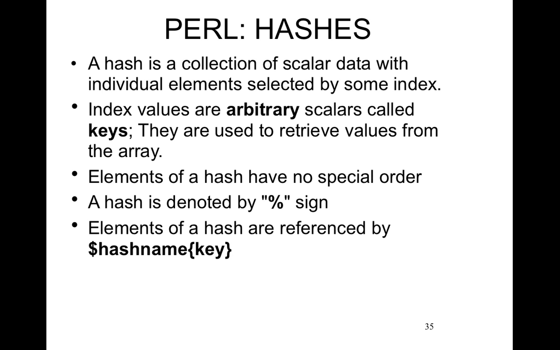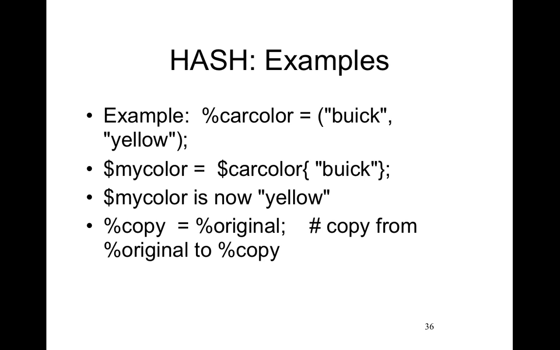So instead of saying solid brackets 0, 1, 2, 3, whatever, we can say Bob, Mary, Joe, and it'll come back with the ages that are associated with Bob, Mary, and Joe, depending upon which one we selected. So here's some examples. Car color is equal to Buick, comma, yellow. All right, my color, car color, Buick. My color is now yellow because we assigned it the value that was associated with Buick. So all the Buicks are yellow, all the Fords.